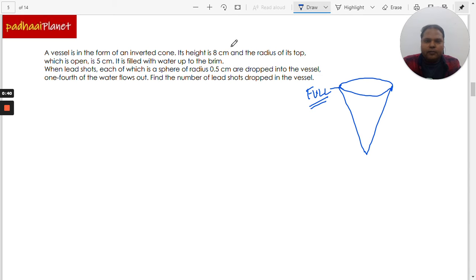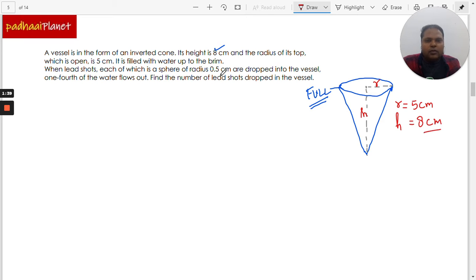That's what it means. Now the height of the cone is 8 centimeters and the radius of its top is 5 centimeters. So suppose this is the center point, so this is the radius, and this is the cone, this is the height of the cone. The radius of the cone is given as 5 centimeters, right? So this is radius and this is height. Radius is 5 centimeters and the height of the cone is 8 centimeters.